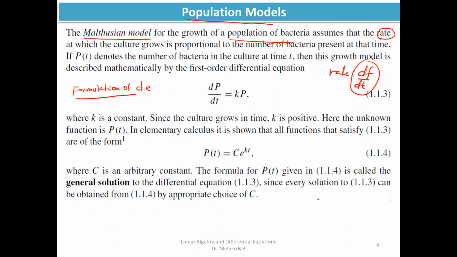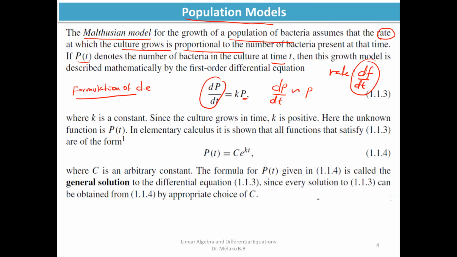Assume that the rate at which the culture grows is proportional to the number of bacteria present at that time. If P(t), P at time t, denotes the number of bacteria in the culture at time t, then this growth model is described mathematically by the first ordinary differential equation, because we have said that the rate at which the culture grows, that is dP by dt, is simply proportional to the population P.